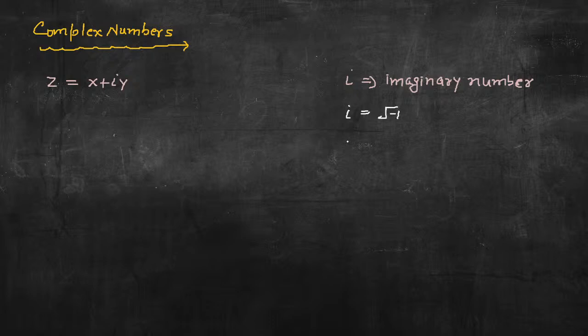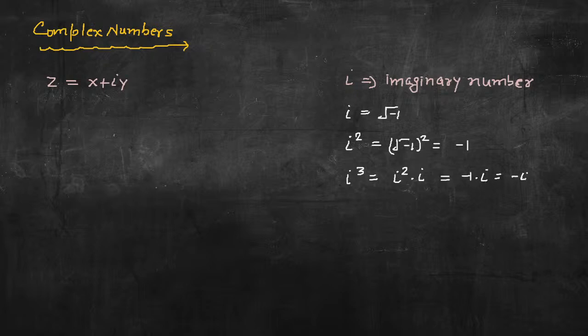Okay, and if I take the square of iota, under root minus 1 and having whole square, it will become minus 1. And if you perform iota cube, iota square into iota, and the value of iota square is minus 1, so it is minus of iota. And iota raised to power 4 means iota square raised to power square, and iota square is minus 1, so minus 1 and having whole square will become 1.